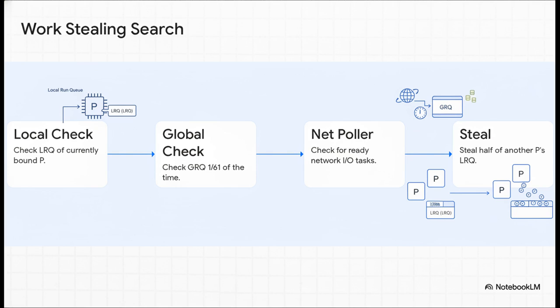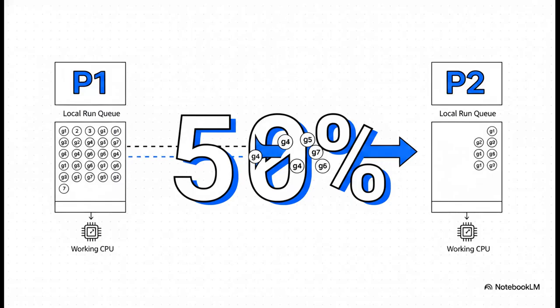It falls back to this brilliant work-stealing algorithm, looking directly at the other processors to see if they need a hand. Now, the really crucial point here is exactly how much work it steals. When our idle processor targets a busy one, it doesn't just grab 1 or 2 tasks. No, it takes exactly half of the runnable goroutines, literally calculated as n minus n divided by 2, right there in the runtime source code.